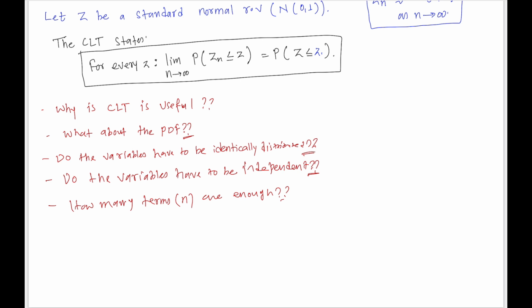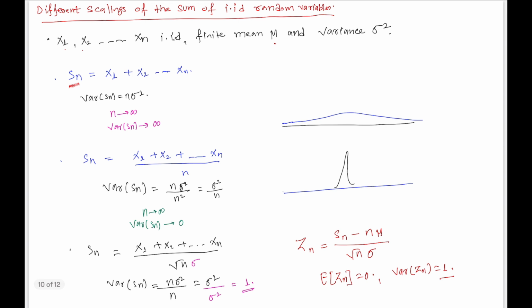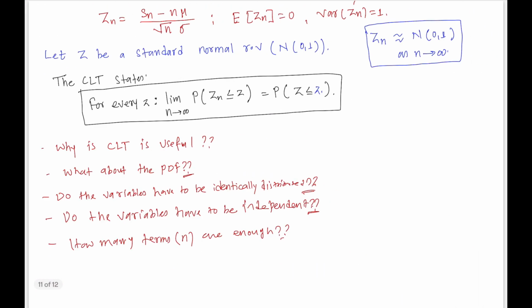Now the second assumption that we made in the central limit theorem is about independence. We assumed that all these random variables are independent. Does it have to be completely independent to apply the central limit theorem? We can apply the central limit theorem even if we have weak dependence. Even with weak dependence, the central limit theorem will work. So it doesn't have to be literally independent. I think this question also gets answered.